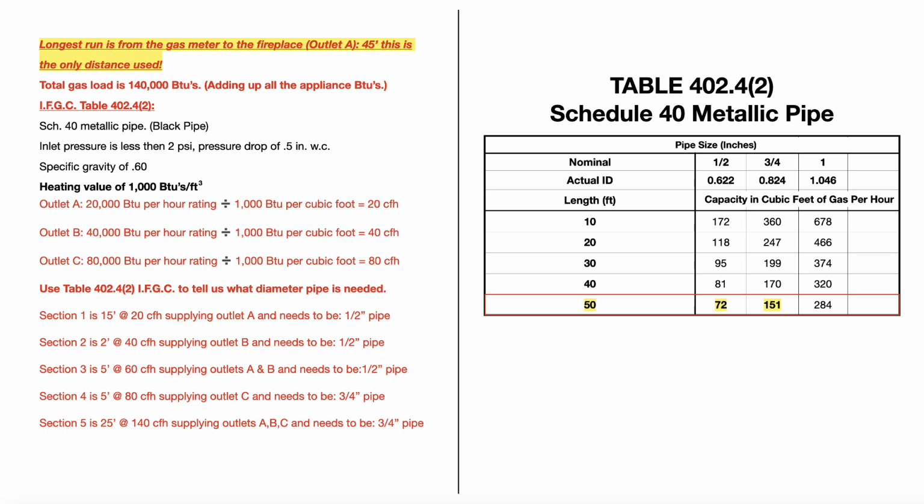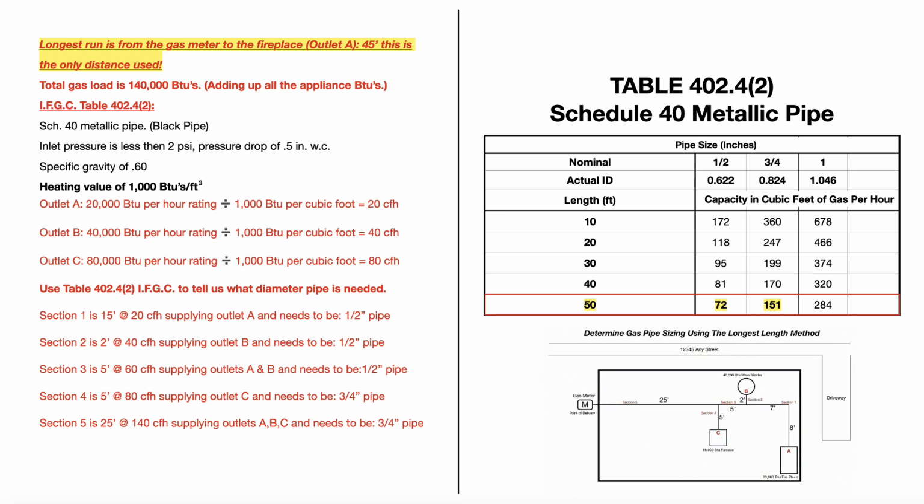And the longest run method simply means you measure the total distance of pipe from the gas meter to the farthest appliance on that run. So in this case, it would be that fireplace at 45 feet. This is the only distance we're going to use when we reference this table.